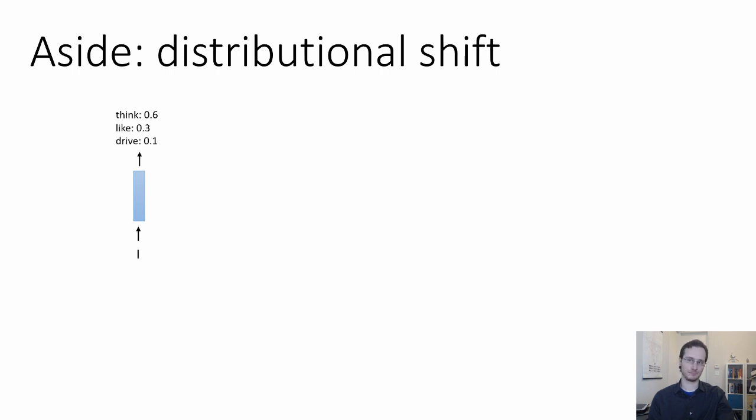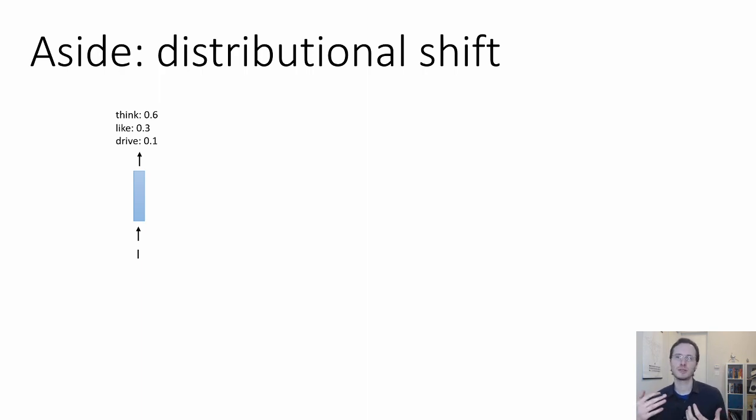So here's the trouble. Let's say that you have the same example as before, but the network is making some small mistakes. So maybe for the first token, it assigns a 60% probability to think, a 30% probability to like, and a 10% probability to some random word. Let's say the word is drive. Why is it doing that? Well, maybe it just didn't train very well, maybe it makes some mistakes. All models make some mistake with some small probability.